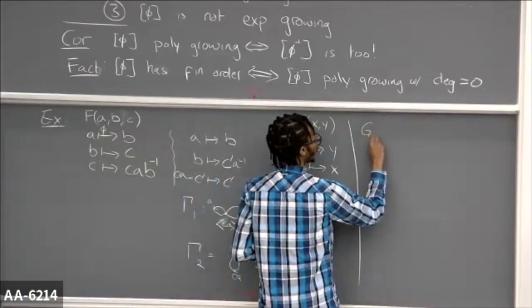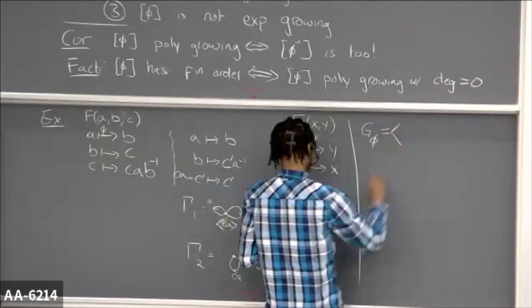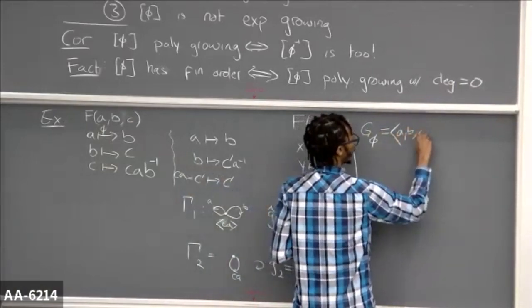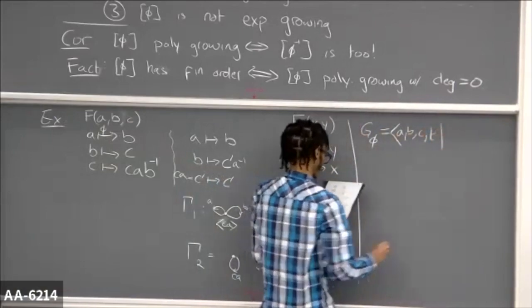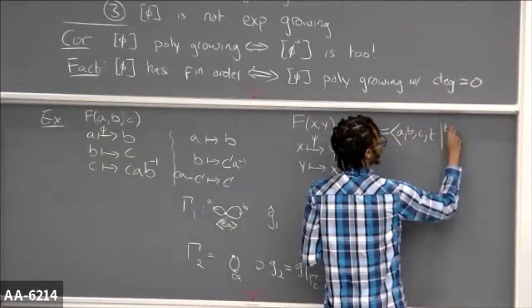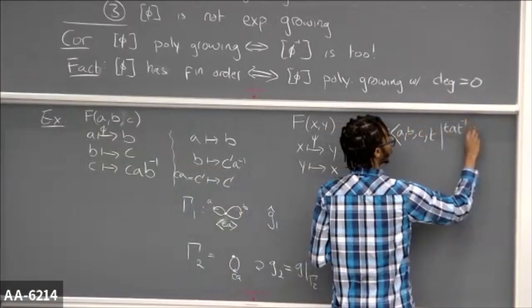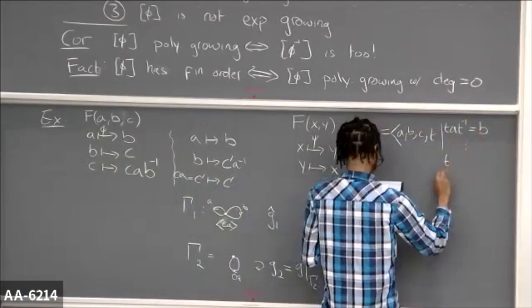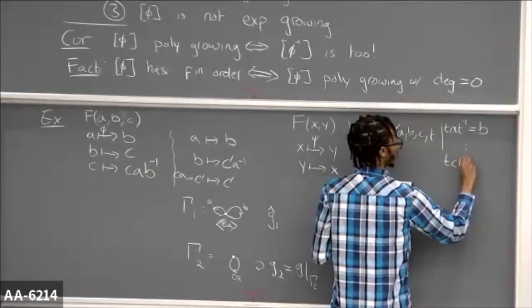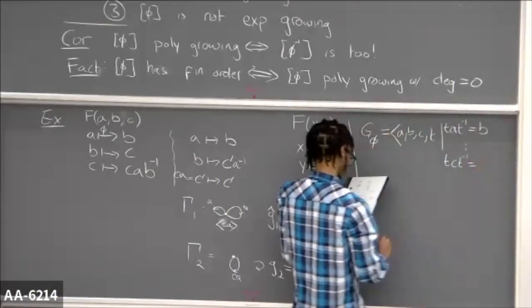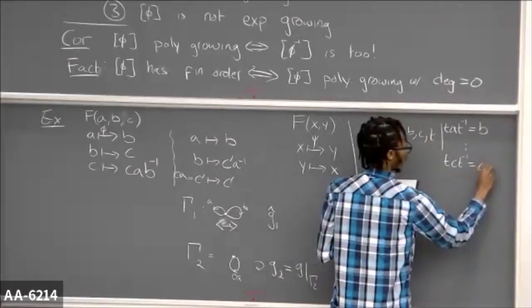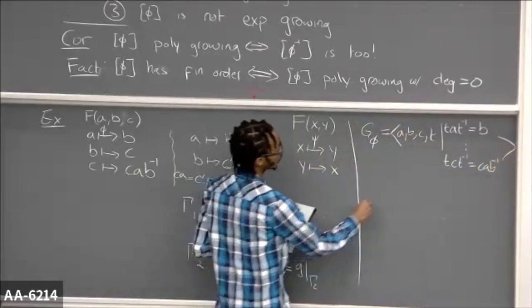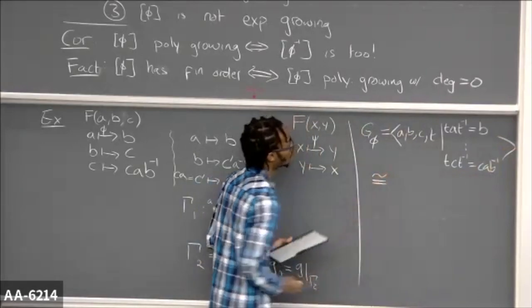So G phi over here has the presentation A, B, C, and T. And I'm going to conjugate T, A, T inverse to B, T, C, T inverse to C, A, B inverse. And then I'm going to do some transformations to this presentation.